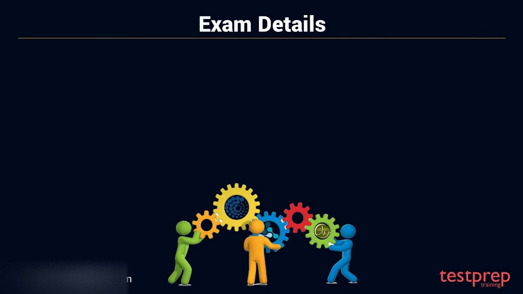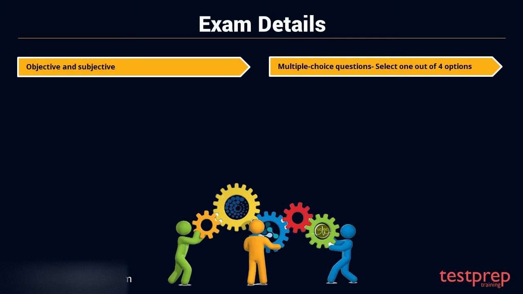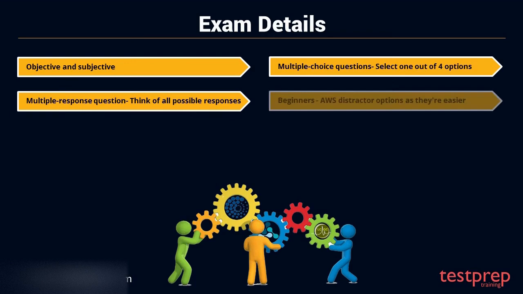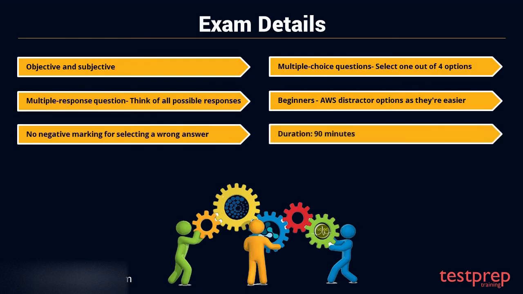Exam details. There are two basic types of questions that you'll find in the AWS Certified Cloud Practitioner Certification Exam: objective and subjective. The multiple-choice questions have 4 options, out of which candidates have to select the right one. The other kind is called the multiple-response question, where candidates have to think of all possible responses to a question. Beginner-level candidates generally opt for the AWS distractor options, as they're easier and there is no negative marking for selecting a wrong answer. You will be given 90 minutes to finish the exam.